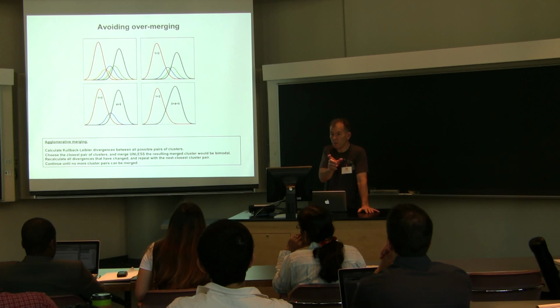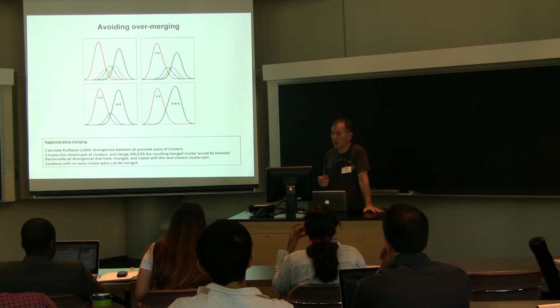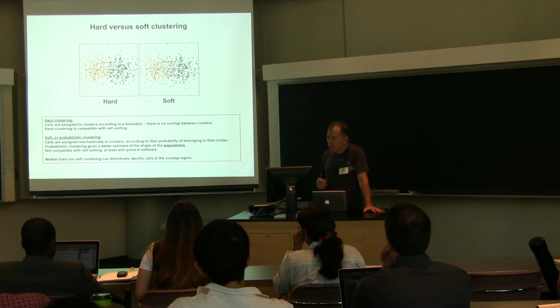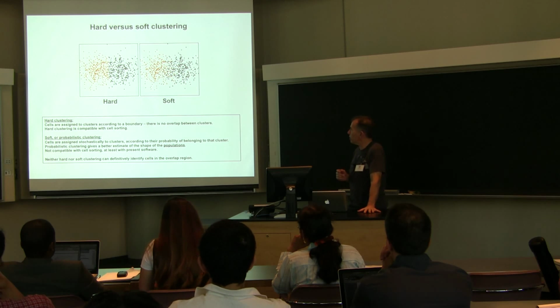If that one can't be merged because it would create bimodality, we look at the next closest pair of clusters. And so that process continues until no more merging can be done, and that's the final result. And that seems to be a very stable result. And just a word on the kind of output that we get.